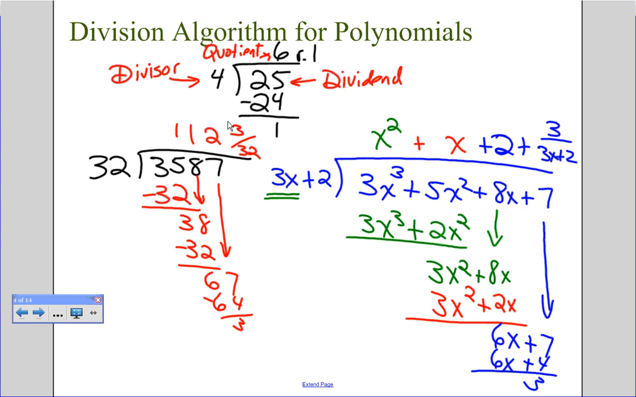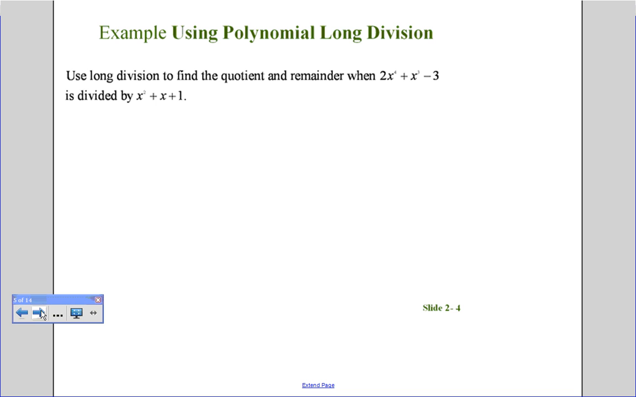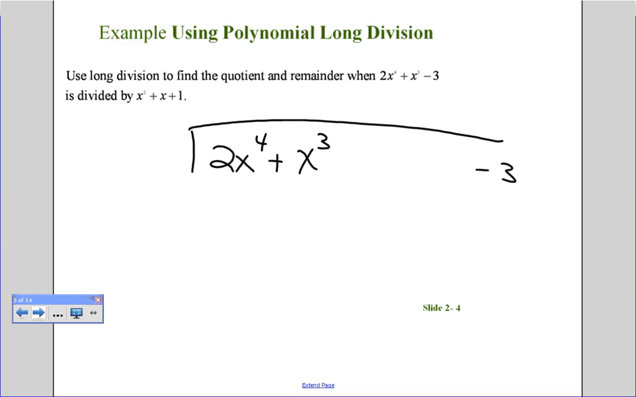Let's go on, and if we have time to work a problem, we will. Well, why don't we do it right now with this problem? It's a little bit more complex, but it's worth doing. We have 2x to the 4th plus x cubed. I'm going to write the minus 3 out here, and I'll show you why. Second. And that's being divided by x squared plus x plus 1.